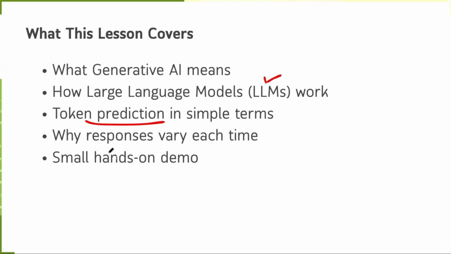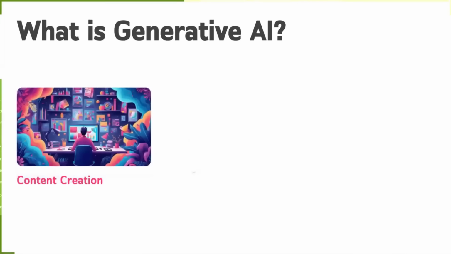After that, I will discuss why the same prompt can lead to different outputs, highlighting the role of sampling strategies and controlled randomness. Finally, I will walk you through a brief hands-on demonstration so you can see these concepts in action. In this section, I want to clarify what we mean by generative AI.